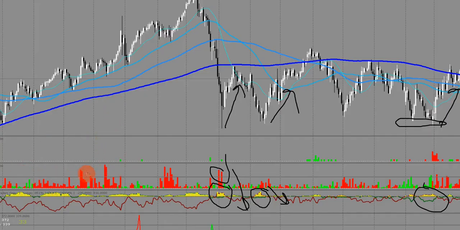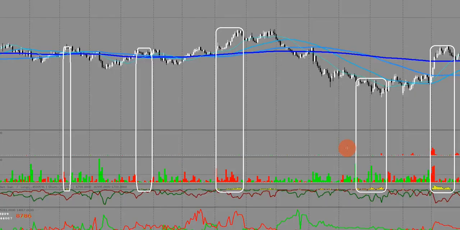And here the opposite. Longies are getting into profit. Pull back, up and down. They're pulled back into loss. There you go. So this is another example.